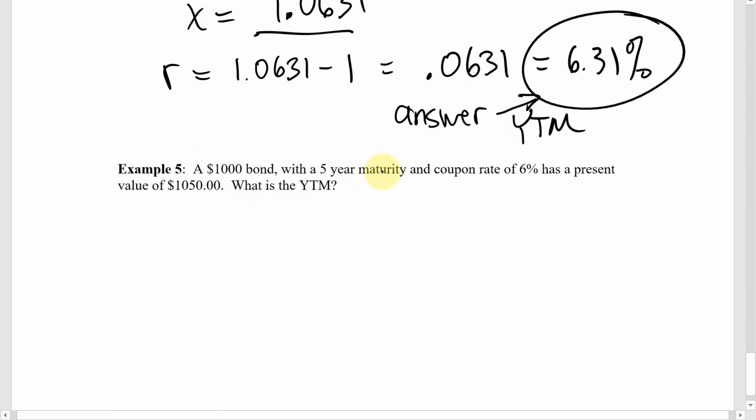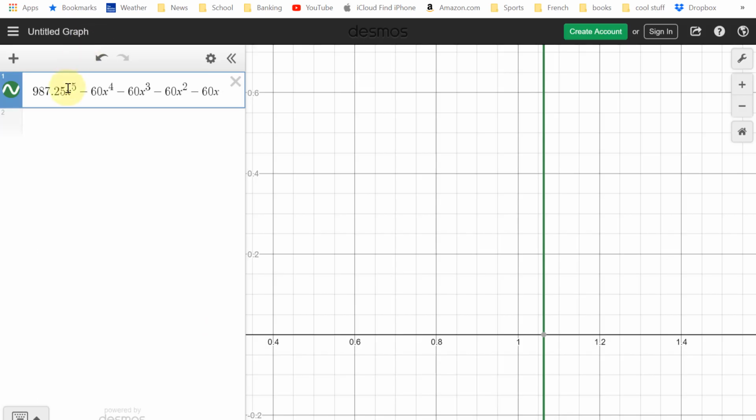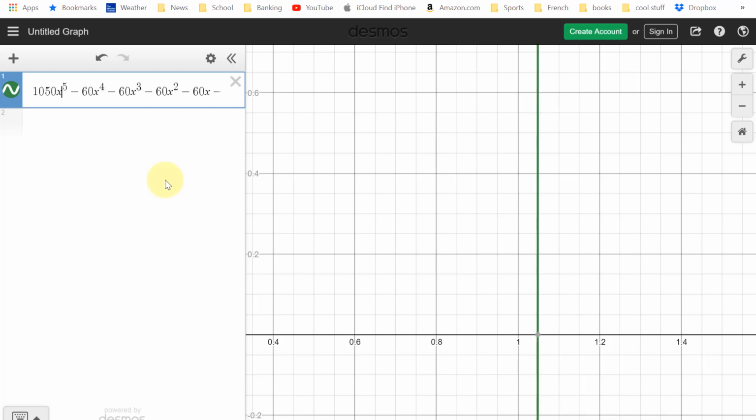So let's look at a last example here. A $1,000 bond, 5-year maturity, coupon rate 6%. The market price is $1,050. What is the yield to maturity? So with the examples that we just did, we can just change a few values. In fact, all I have to do is put in a different market price. Adjusting the market price just means this coefficient right there, make it 1050, and everything else is the same.